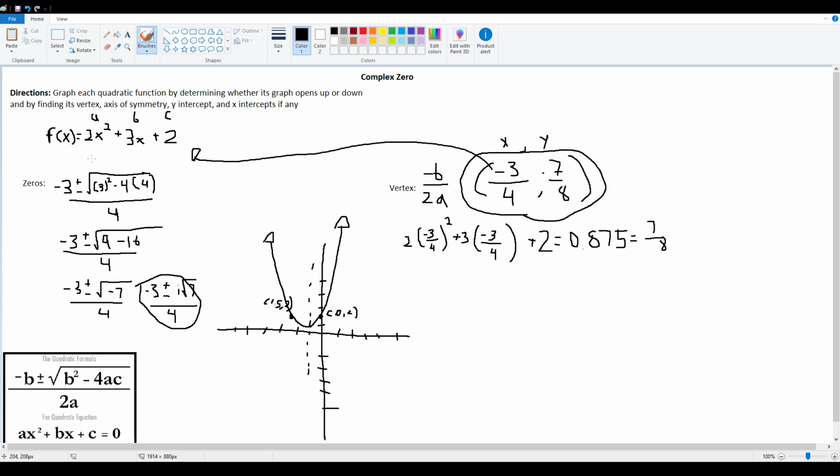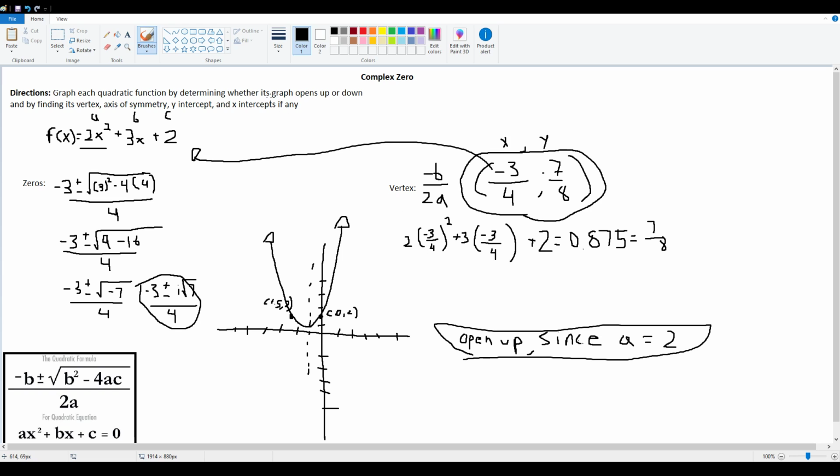Obviously this will open up, or go up, as the first number in the function is positive. If it was negative, it would open down. So let's write that real quick. Opens up, since A equals 2.